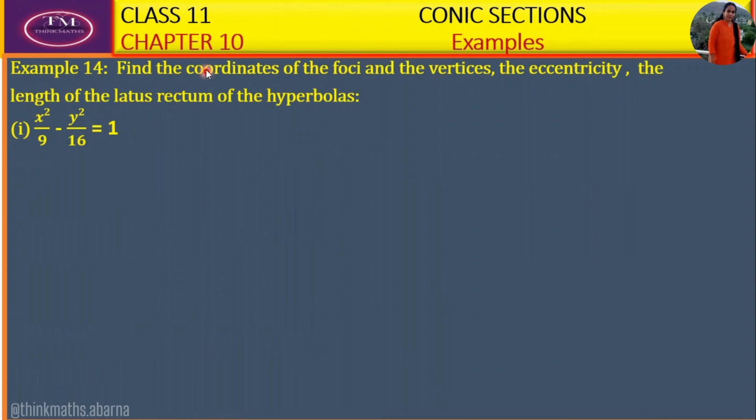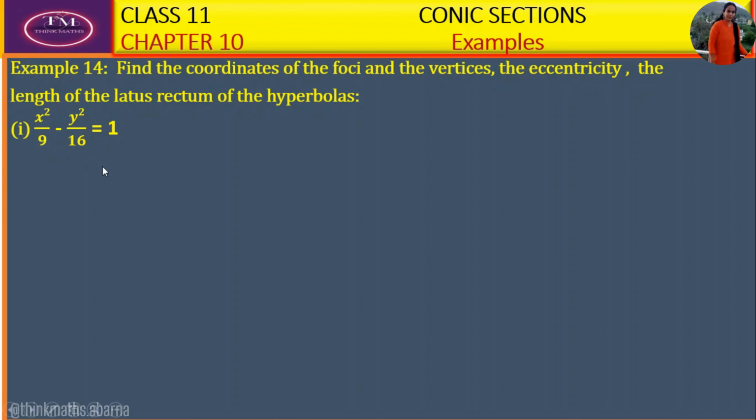Example 14 is: find the coordinates of the foci, vertices, eccentricity, and the length of the latus rectum of the hyperbola. So it is dealing with hyperbola. So this is the equation of the hyperbola. In this 14th one, there are two parts. The first part is here. The second part is on the next page. So it is x square by 9 minus y square by 16 equal to 1.